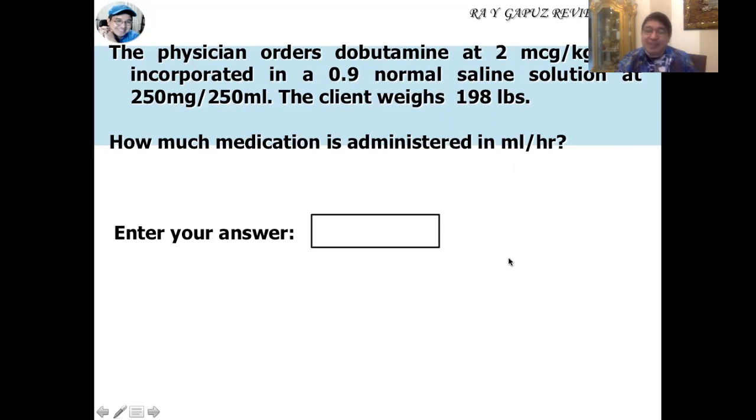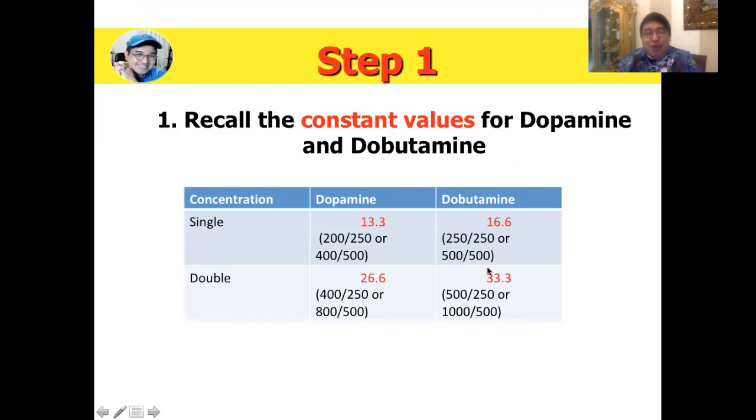We need to enter our answer. One thing good about this question is that we don't have an exhibit. So the data that you need are already in the stem of the question. Whatever you need is already in here. Okay, so we move on with the same steps.